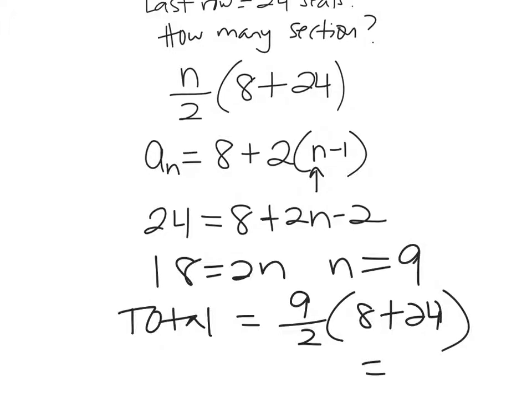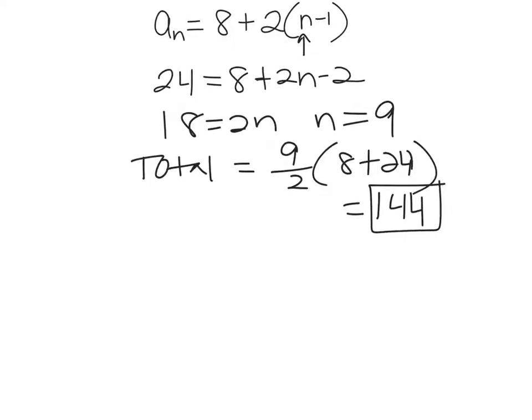Okay, let's figure that out. 9 divided by 2 times 8 plus 24. So in that section of the stadium, there are 144 seats. There you go. Okay, let's do one more.